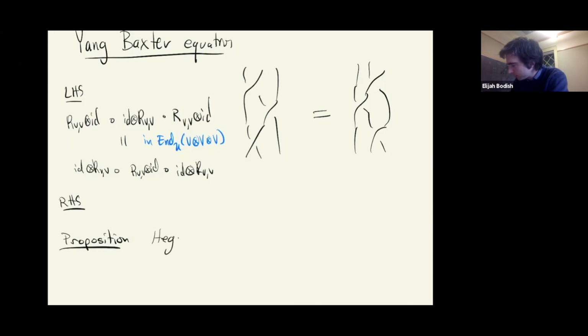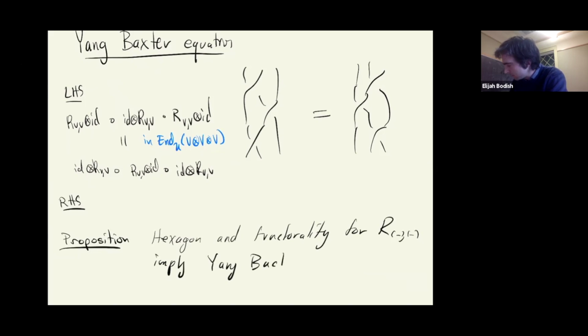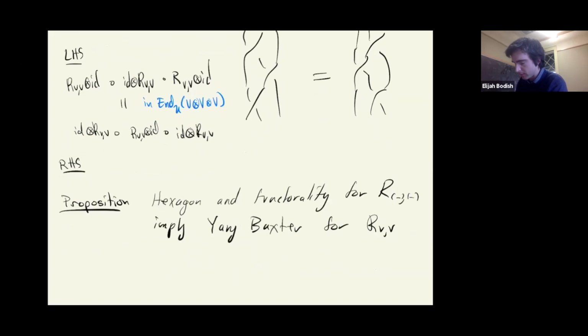So hexagon and functoriality for R imply Yang-Baxter for RVV. So that's the equality of this left-hand side and right-hand side of elements built out of identities and RVVs for any V, which is a type 1 finite dimensional representation of U.